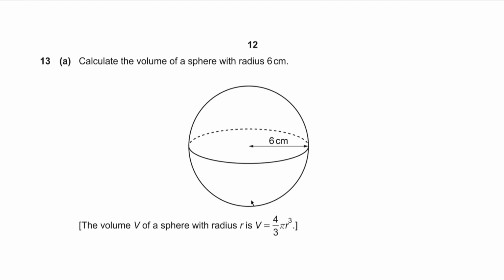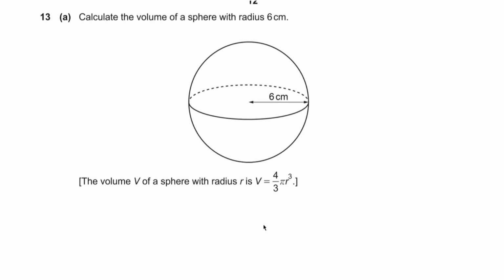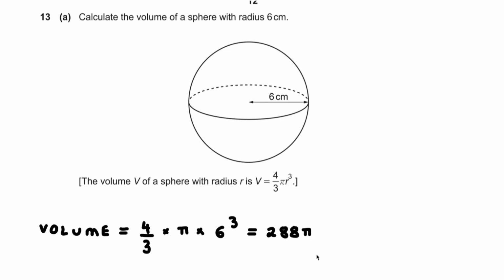Question number 13, part A. Calculate the volume of a sphere with radius 6 cm, and the volume of a sphere with radius r is V equals 4/3 pi r cubed. So the volume, that's given by 4/3 times pi times 6 cubed. So if I work out what this is equal to, I have 288 pi.